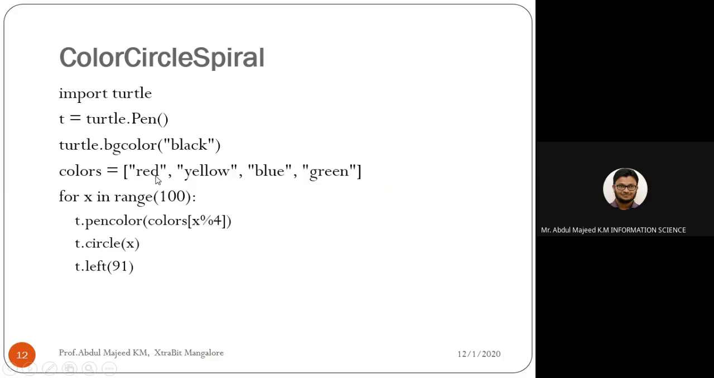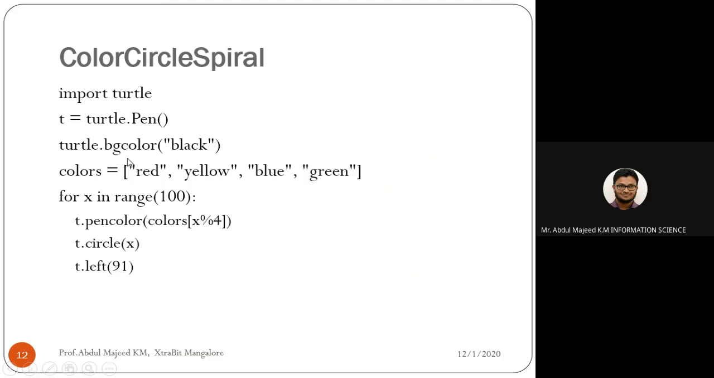Okay, so first it will take red, second circle it will take yellow, third circle it will take blue, fourth circle it will take green, and the fifth one it will take red color, sixth one yellow color, seventh one blue color, eighth one green color, and so on. Okay, so these three steps are repeated 100 times. So pencolor draws the circle by using this color, then T dot circle, this we already discussed, then T dot left with 91 degree or 90 degree.